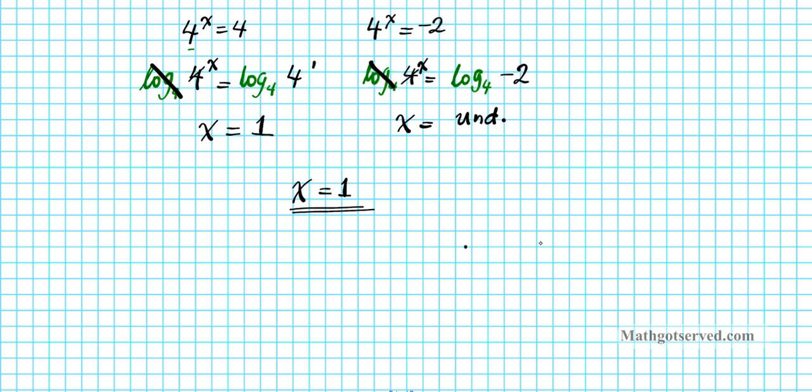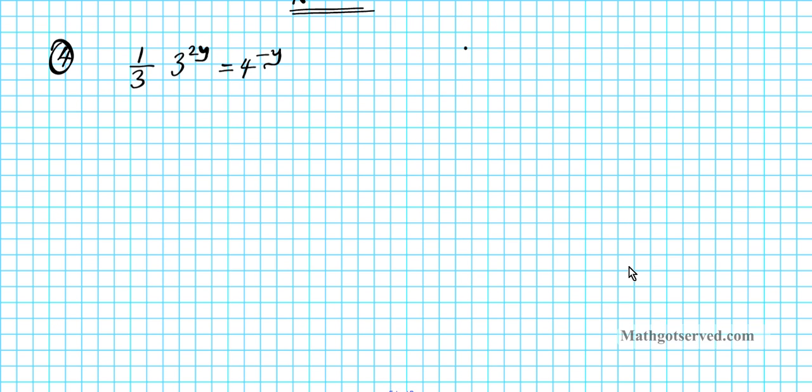All right, let's shift our attention to question number 4. For question 4, we're going to solve the equation 1/3 of 3 to the 2y equals 4 to the negative y. Okay, so we can clearly see the problem here. We have y's on both sides of the equation, so we're going to have to fix that one way or the other. All right, so first thing we're going to do is use the reciprocal property of our exponents to address this negativity in the exponent on the term on the right side.